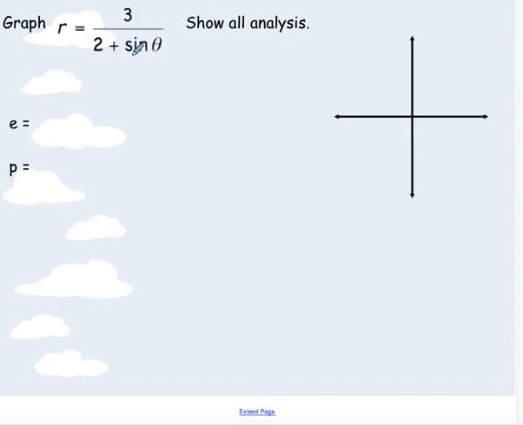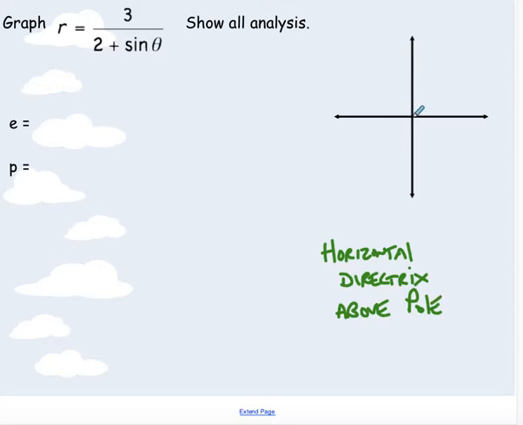Let's try this one. Again, this is a sine, so I know I'm going to have a horizontal directrix. And we have a plus sign, so that means that it's going to be above the pole. So the pole is the origin, and that is also a focus. We know it's going to be horizontal above the pole. How far above the pole? That's P.